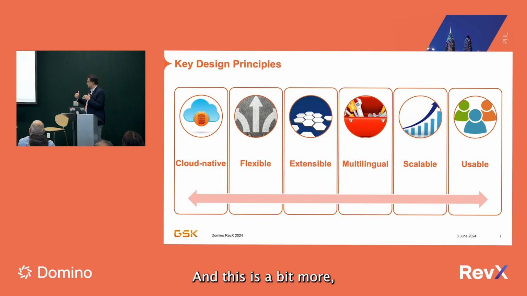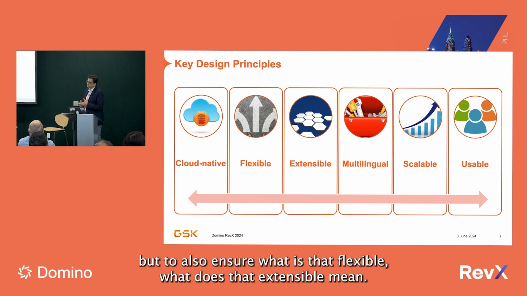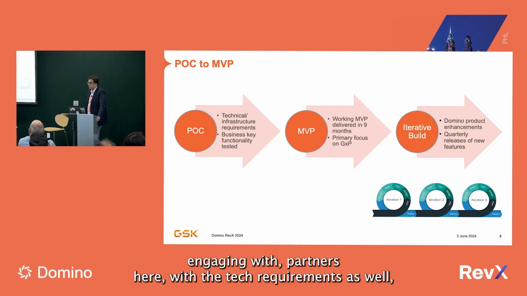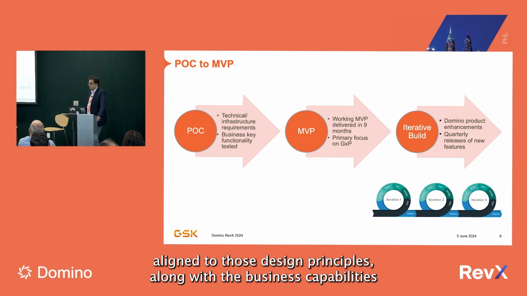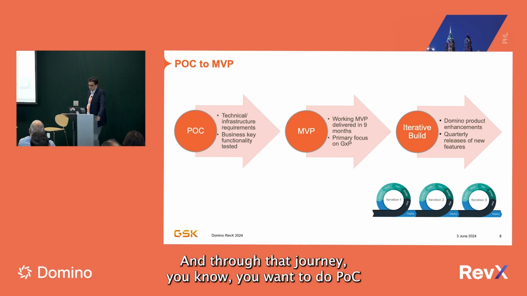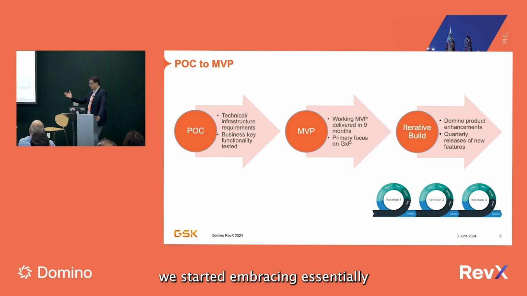It's not just calling out the words here, but also ensuring we understand what flexibility, extensibility, and scalability mean. So we started our journey with a proof of concept, engaging with our Domino partners, with tech requirements aligned to those design principles, along with the business capabilities that would take us where we want to go. Based on the success of the POC, and after identifying some of the gaps, we started embracing Domino to bring it into our environment.